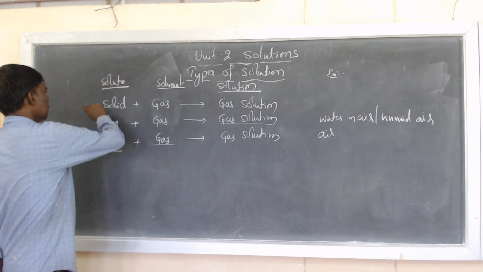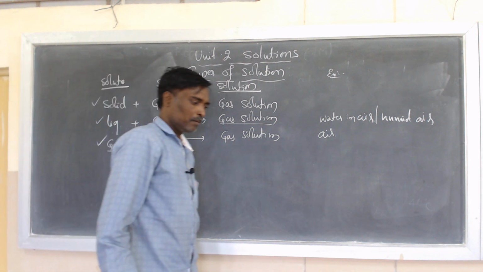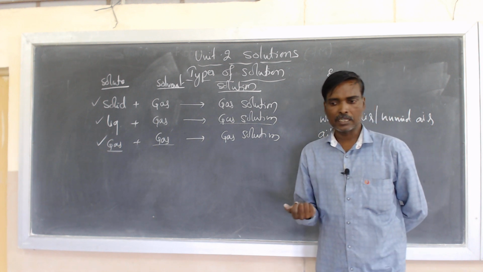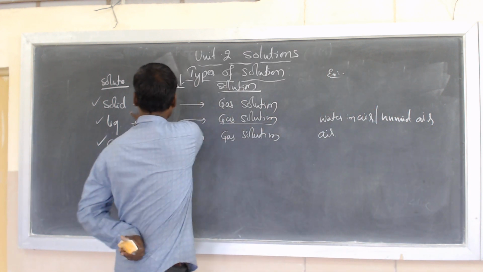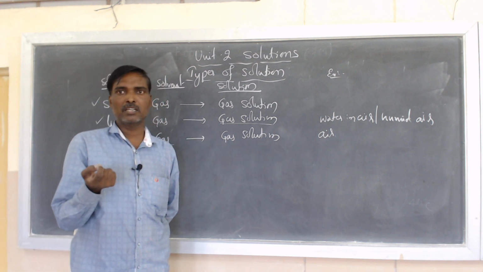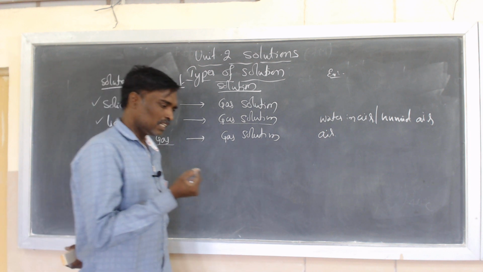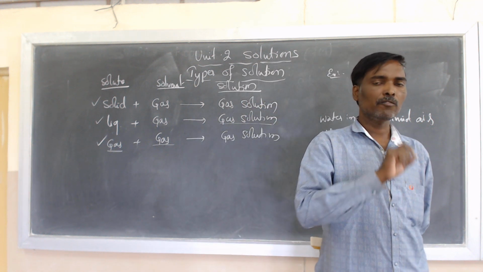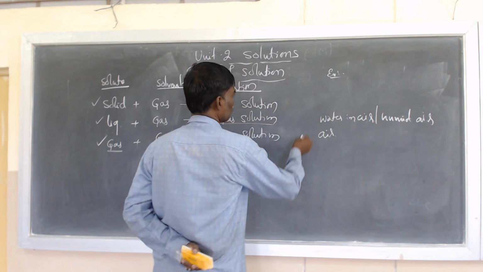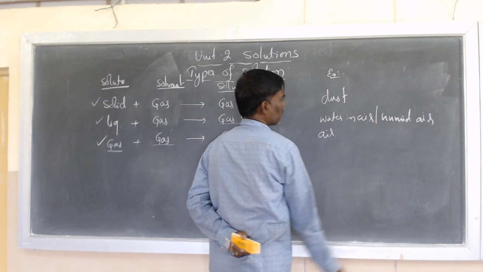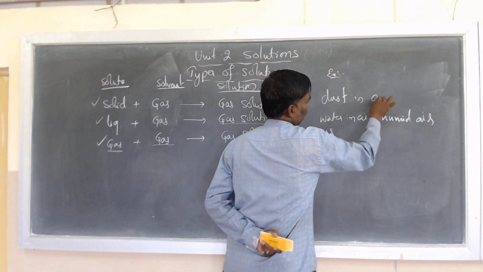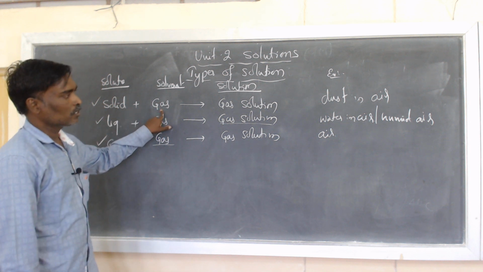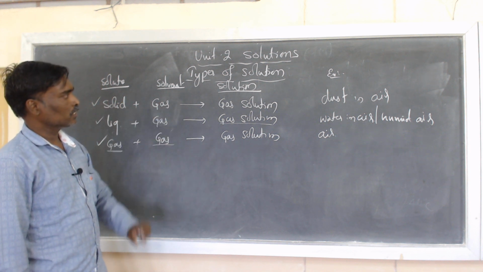Another one is solid in gas. The best example is dusty air. That means the dust particles which are present in air, because we cannot clearly see the dust particles, but they are present in the air, which forms a gaseous solution. So dust particles in air is an example of solid in gas. These are the types of gaseous solutions.